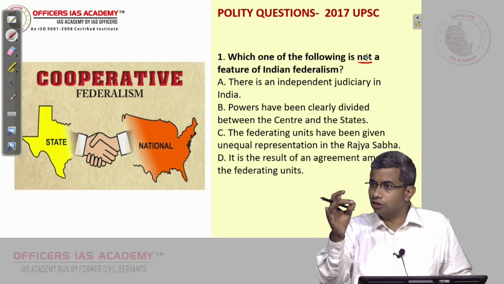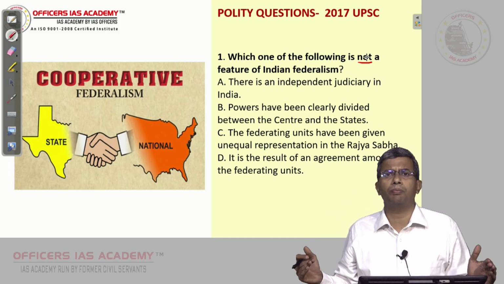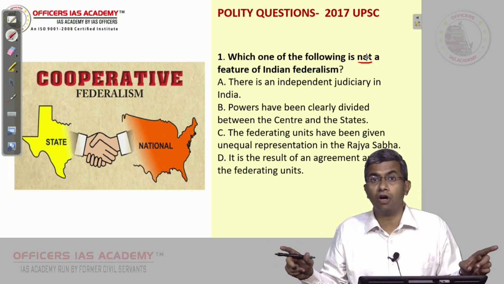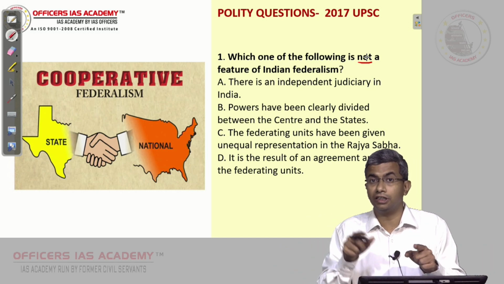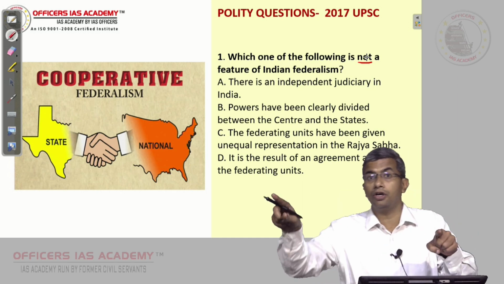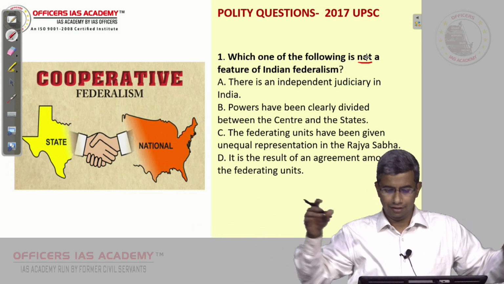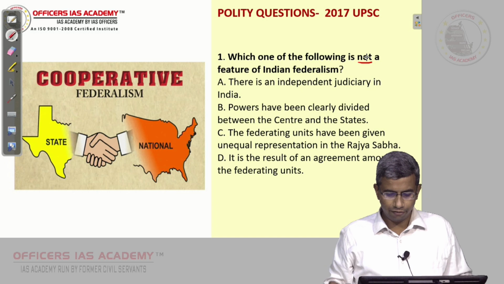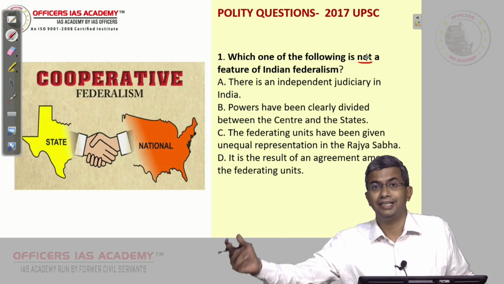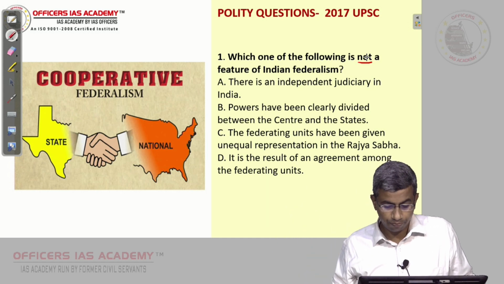The question is which is not a feature of Indian federalism, which means first let us look at all the 4 options and decide, is there anything which is not a feature at all of the Indian Constitution? Because that is what the question is. It is not asking which of the following is a federal feature or a unitary feature. It's saying which of the following is not a feature at all. Independent judiciary, we do have. Powers have been clearly divided between the union and the states. Yes, Schedule 7, division of powers in the union list and state list.